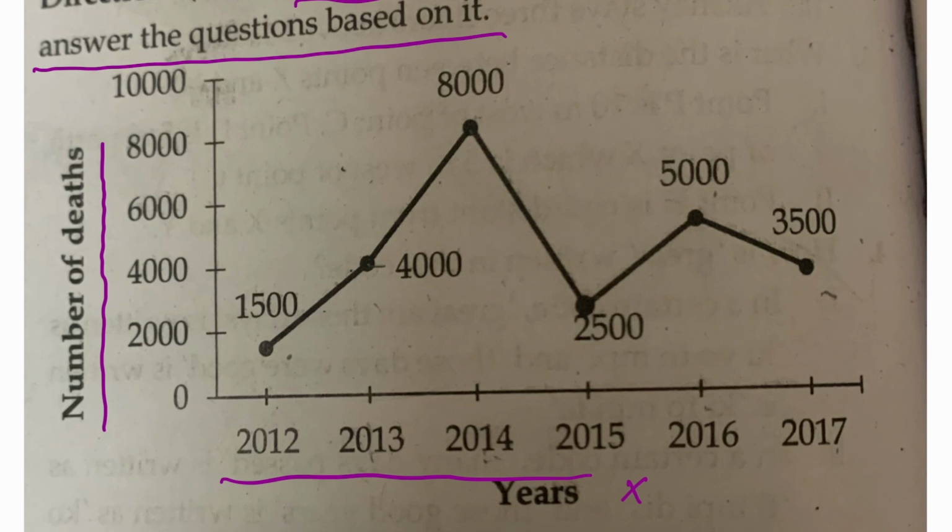Okay, we'll see here. In 2012 there are 1500 deaths. In 2013 it is 4000 deaths. In 2014 there are 8000 deaths. 2015 it is 2500 deaths. In 2016 there are 5000 deaths. In 2017 there are 2500 deaths. So we'll see the questions now.